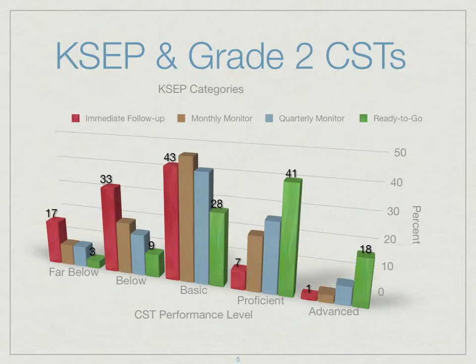In our use of the KSEP, we use teacher ratings to place students into one of 4 groups based on the total KSEP rating. The KSEP item ratings for the immediate follow-up group of students were mostly in the not yet or the lowest rating option. The students in the ready-to-go group were rated as having mastered most items. This chart shows that 59% of the ready-to-go students obtained proficient or advanced scores on their Grade 2 California Standards Assessment Test in English Language Arts. This compared to just 8% of the students who were in the immediate follow-up group.